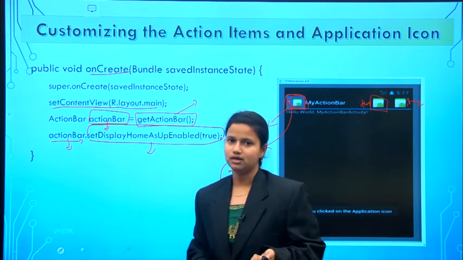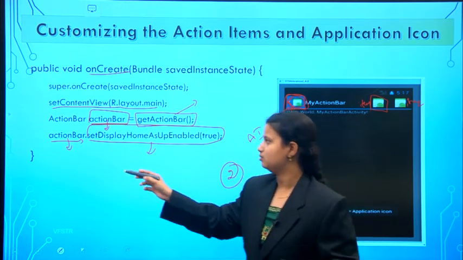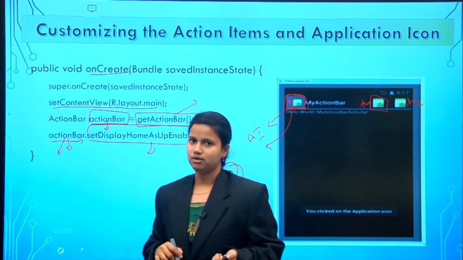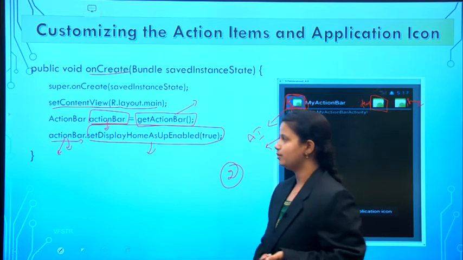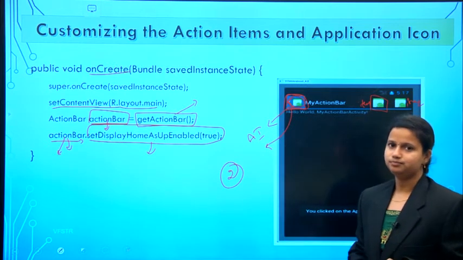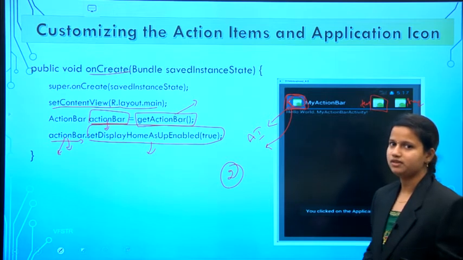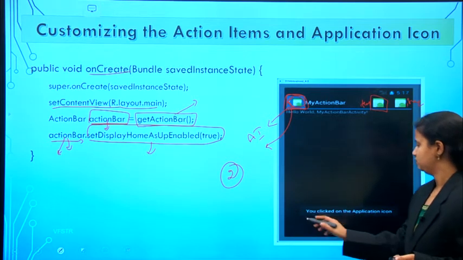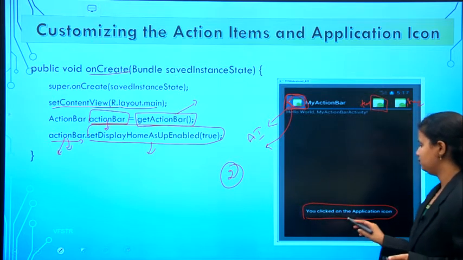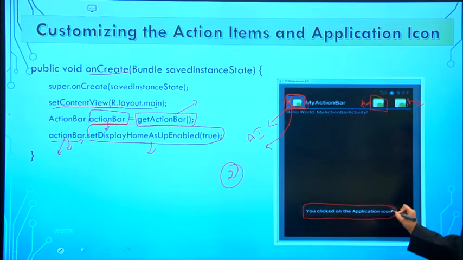We have to go with the action bar class. In that action bar class, we have to create an object. For that object, we have to give one property as set display home up as enabled. So whenever you click on that application icon, the home of that application will appear, and it will also display a message like "you clicked on the application icon".